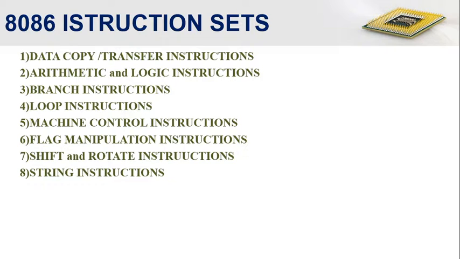We have different classifications like data copy or data transfer instructions, arithmetic and logic instructions, branching instructions, looping instructions, machine control instructions, flag manipulation instructions, shift and rotate instructions, string instructions. Okay, so we can consider one after another, and in this video we can discuss the data copy or data transfer instructions.